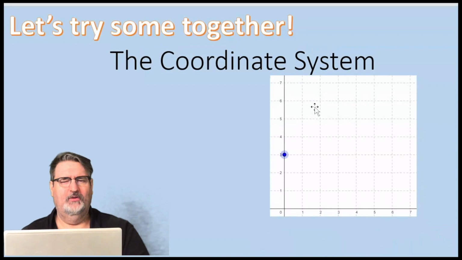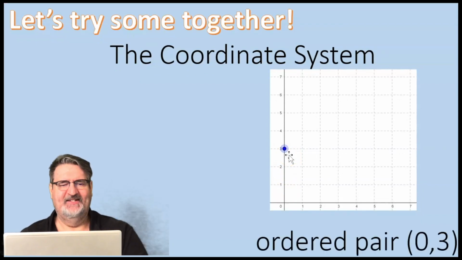All right, well, let's try this one. This one, it didn't go to the right. So on this one, the first number will be 0. And then we go up. So it's 0, then we go 1, 2, 3. So this one would be 0, 3.